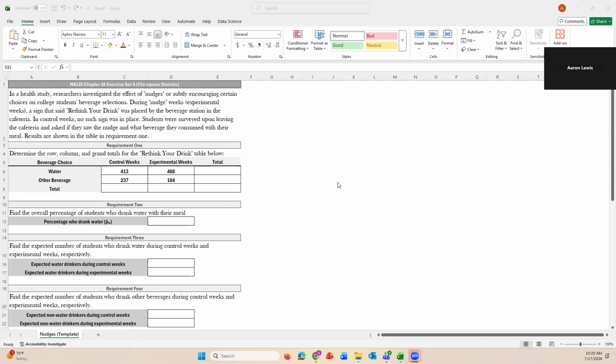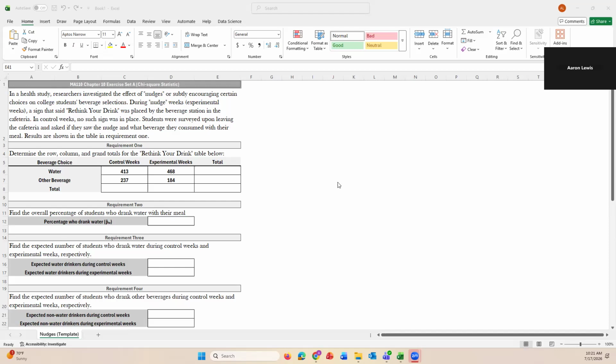And for this, we have a health study going. Researchers are investigating the effects that nudges have on the choice of beverages in the dining hall at a college campus. For a nudge, which we're going to deem our experimental weeks, they run an advertising campaign to rethink your drink, to drink something healthier, namely in this case, water. During these experimental weeks, they put up a bunch of advertising telling you to drink water instead of soda or iced coffee or whatever students are drinking nowadays.